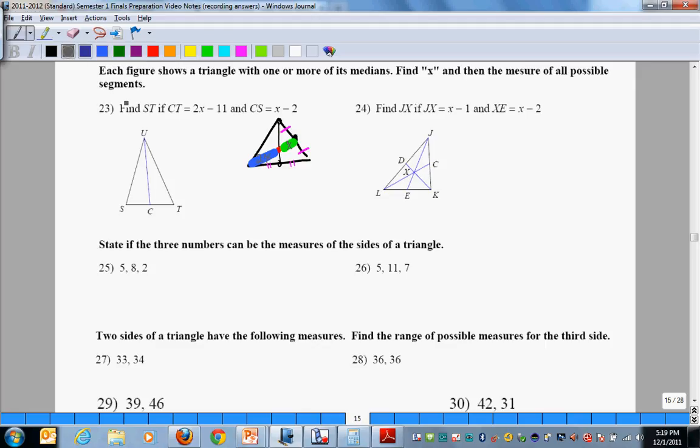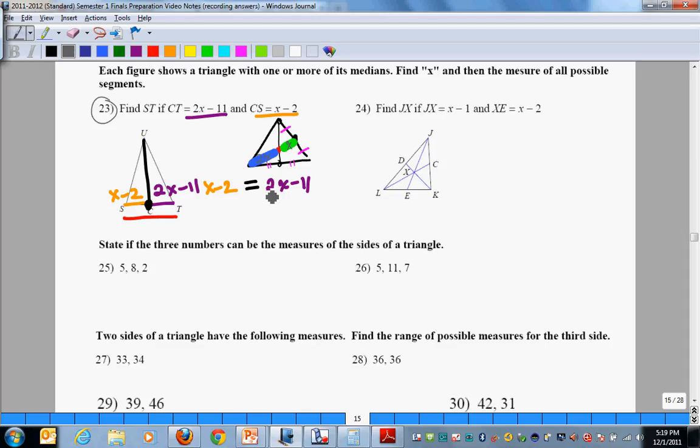So in 23, we want to find S to T if we know C to T is 2x minus 11 and C to S is x minus 2. Well, a median, by definition, means C is a midpoint. So these 2 segments are equal. So we have x minus 2 equals 2x minus 11.